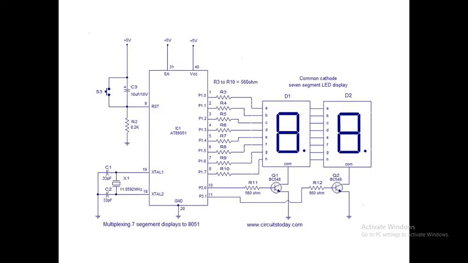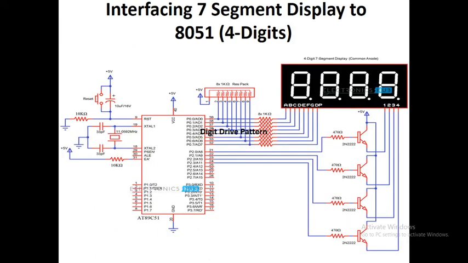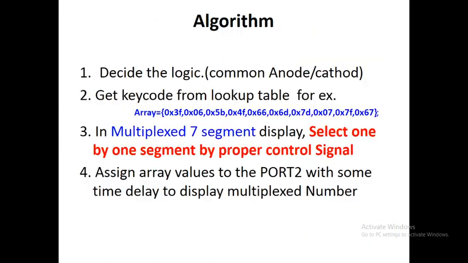Now this is your interfacing diagram. The previous one is for 2 segments, this is for 4 segments. Now the algorithm: first decide which method, which logic you are using, common anode or common cathode. Then create a lookup table. Okay, which numbers you want to display. Then multiplexed 7 segment is there. That's why just choose one of the segments by proper control signal, and then take one value from the array and pass it to port 2.